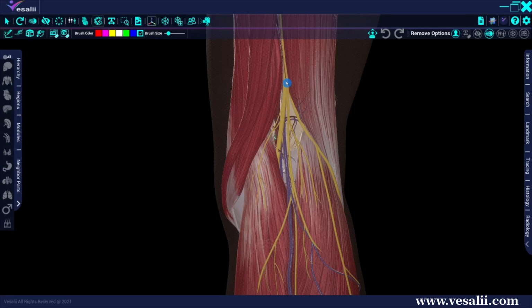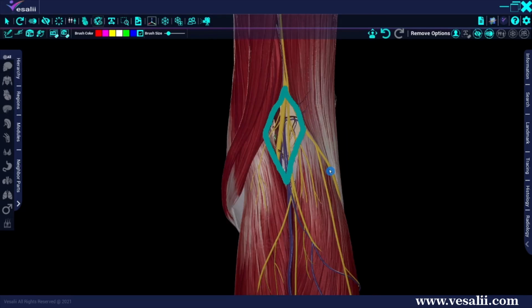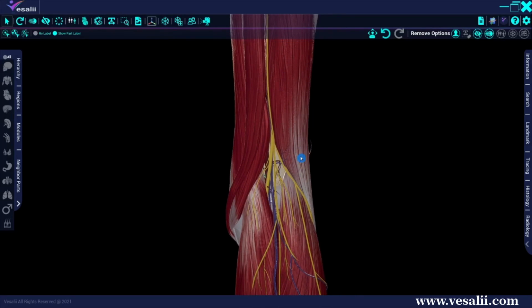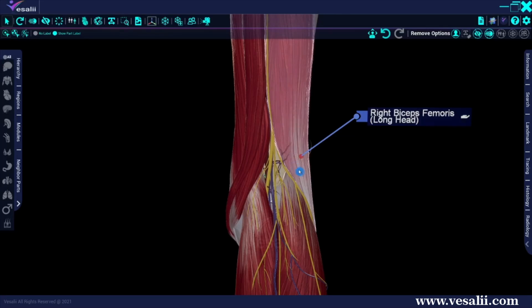The popliteal fossa is a diamond-shaped region situated posterior to the knee joint. It's the major gateway through which structures leave and enter the leg. The popliteal fossa is about 2.5 centimeters wide and has four borders that consist of the posterior muscles of the thigh and leg. The superolateral border is formed by biceps femoris.